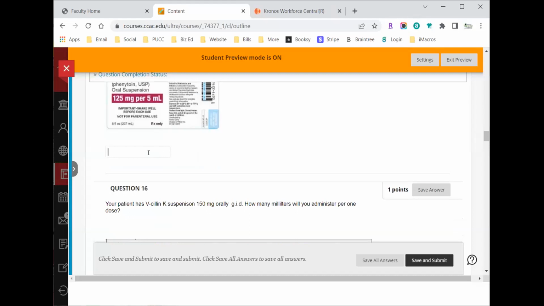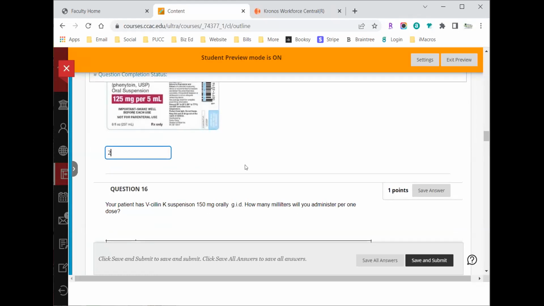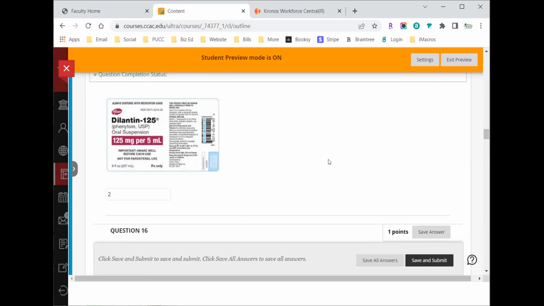The most common wrong answer for this one is writing 10. Okay, because 10 is correct. It's 10 milliliters, but the question says how many teaspoons. So again, read the questions.